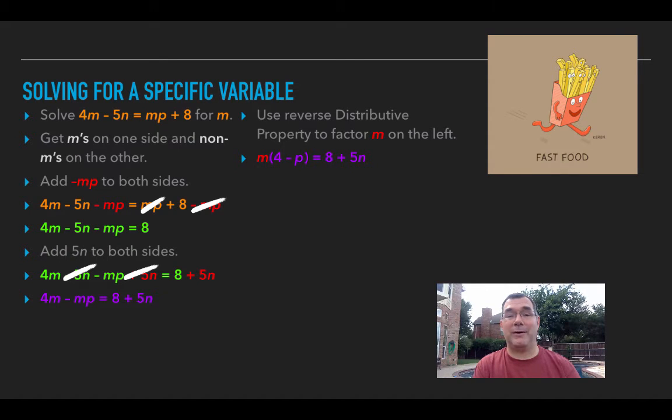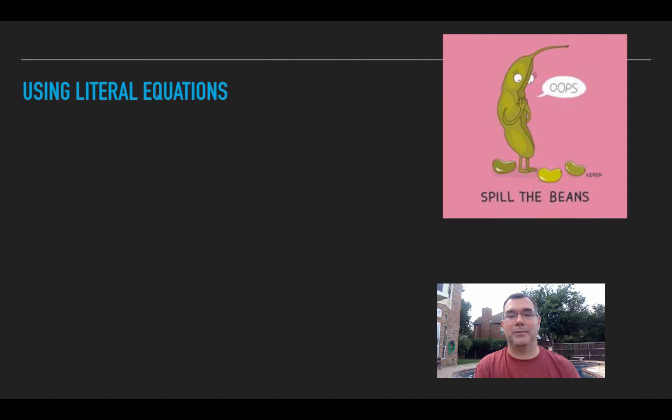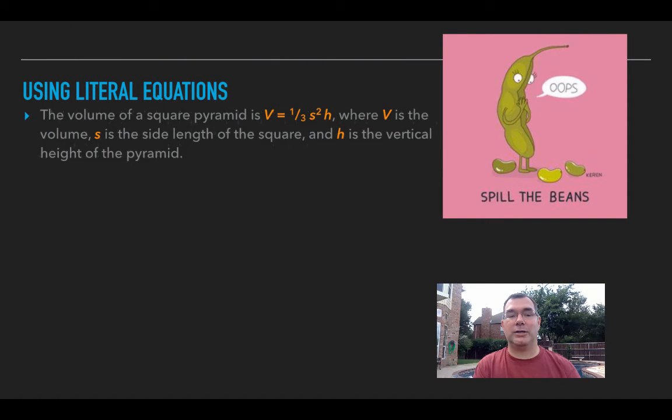So that's what it looks like if I were to do distributive property backwards. So m times (4 minus p) equals 8 plus 5n. Now m is being multiplied by everything in those parentheses, so I can divide both sides by the 4 minus p. And that's what it looks like. All right? So those will cancel out, and I will be left with m equaling (8 plus 5n) over (4 minus p). Okay? So now let's look at some literal equations and using them.